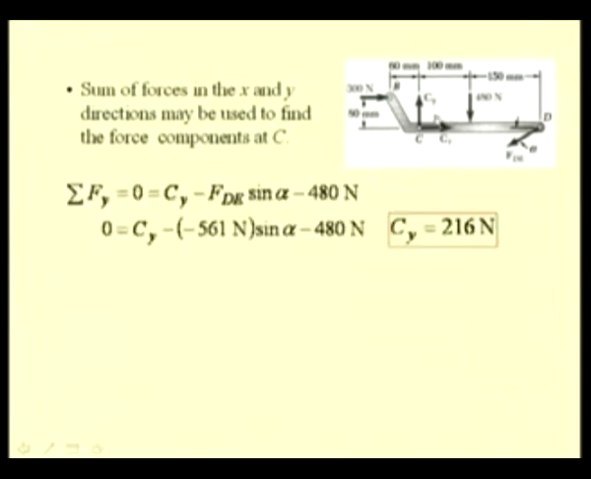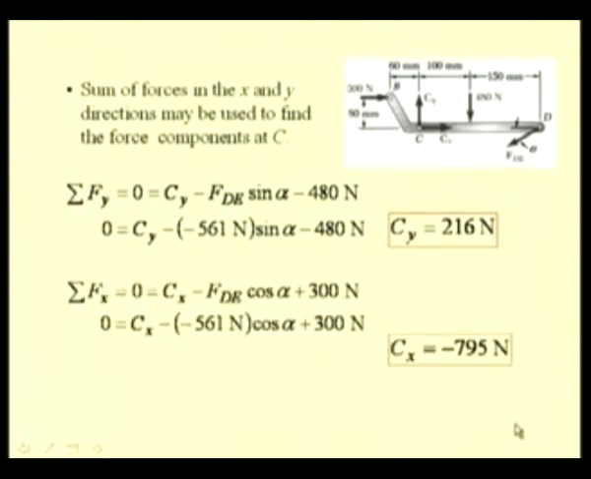Before moving on, we can determine the other two reactions, that is Cx and Cy, from the two force summation equations. Summing the vertical components of the forces, we can determine this force Cy as 216 Newton, and summing the horizontal components of forces, we can determine the horizontal component of the reaction Cx, which is 216 Newton and minus 795 Newton.